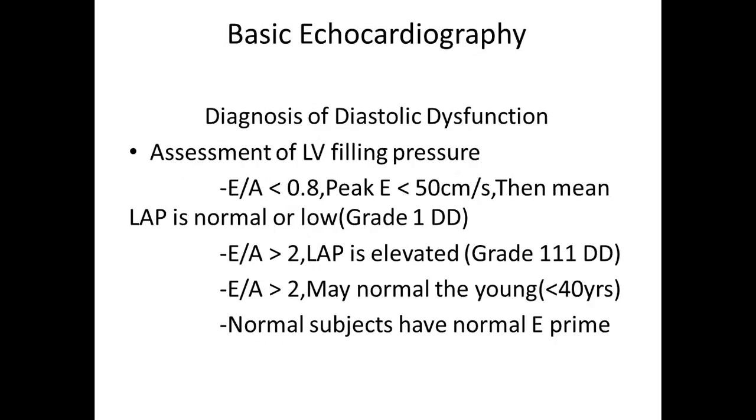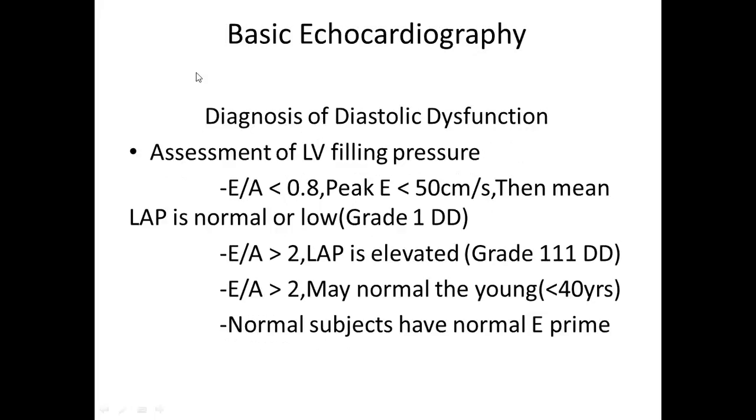All right. So a few other parameters. All right. So if your patient has an E to A ratio which is less than 0.8, so it's a small E, a big A, and if the peak E is less than 50 centimeters per second, then the mean left atrial pressure is normal or low, and you have a grade 1 diastolic dysfunction.